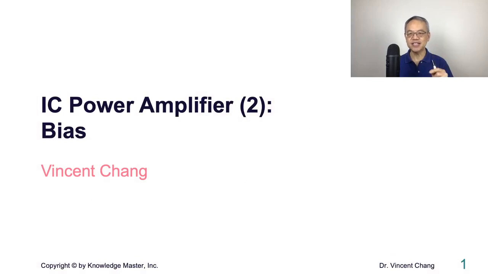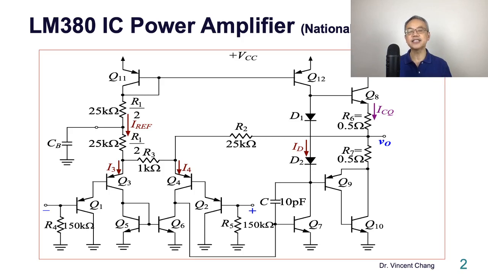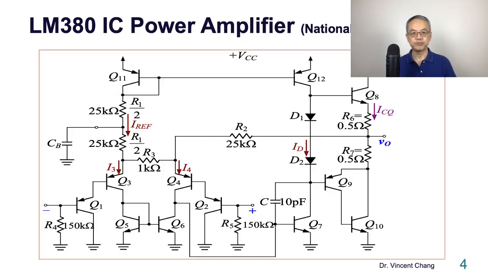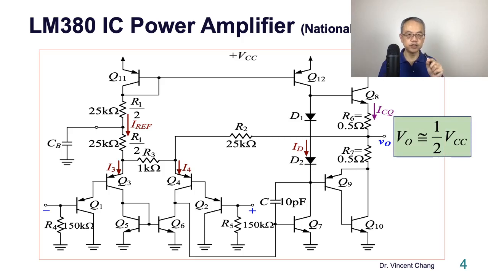I'm going to teach you IC power amplifier part 2, bias, which means the DC analysis. Here's the LM380 IC power amplifier designed by National Semiconductor. If you remember, its data sheet says the output is automatically self-centering to 1/2 the supply voltage. In other words, the DC output voltage is approximately equal to half of the supply voltage, VCC to ground, so it's the center between VCC and the ground.